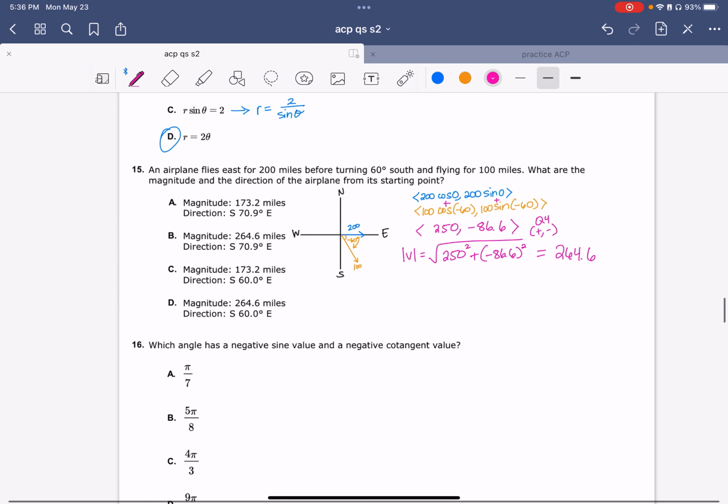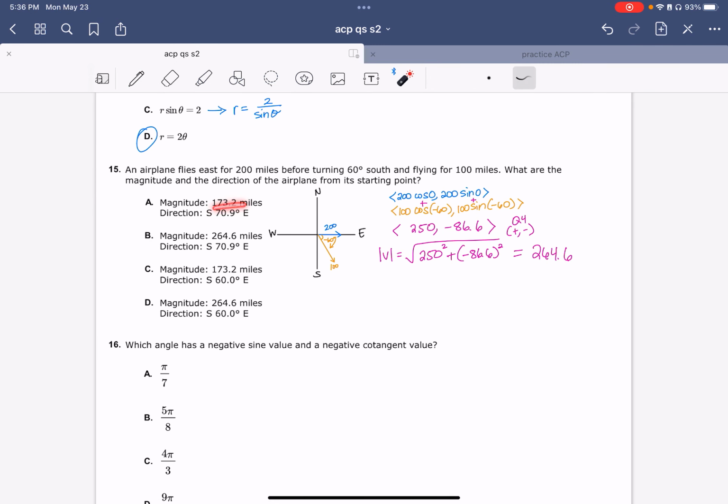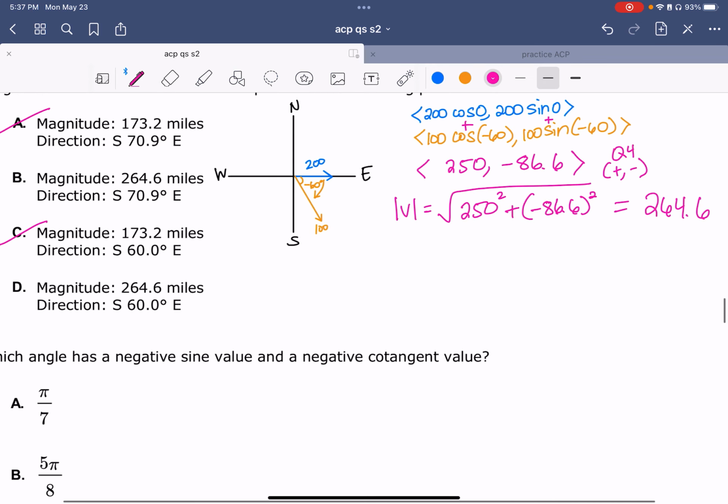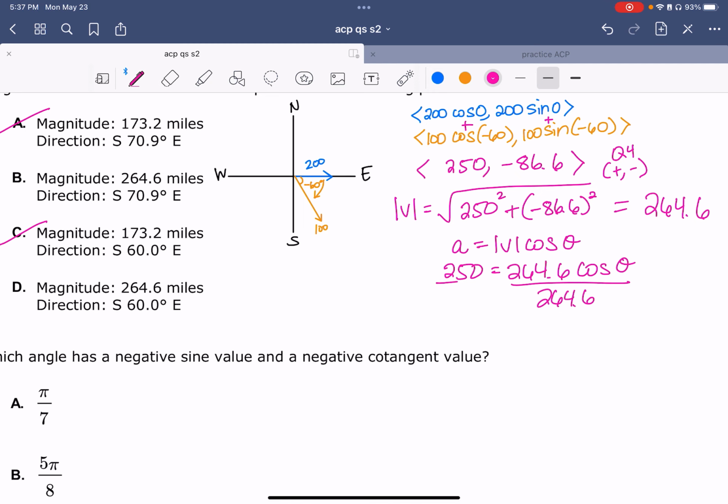Okay, so from there you can already eliminate two answer choices because the magnitude on these is not 264.6. So at least if you can get that far, you got a 50-50 chance of getting the correct answer. Now to find the angle, you're going to do A equals magnitude cosine theta, where A is basically the x from the resultant vector, which is 250. The magnitude is 264.6 cosine theta. Then you divide and take the inverse of cosine on both sides. And that'll give you theta.